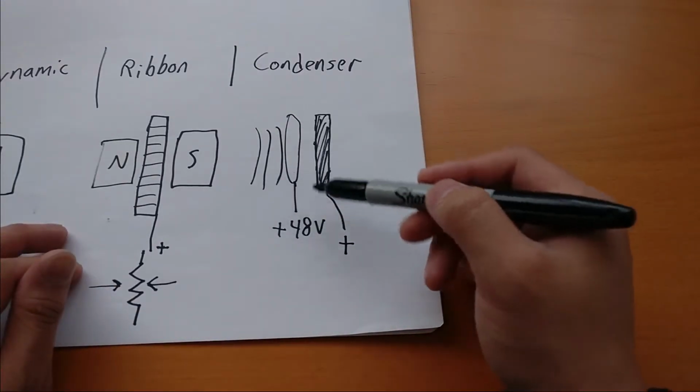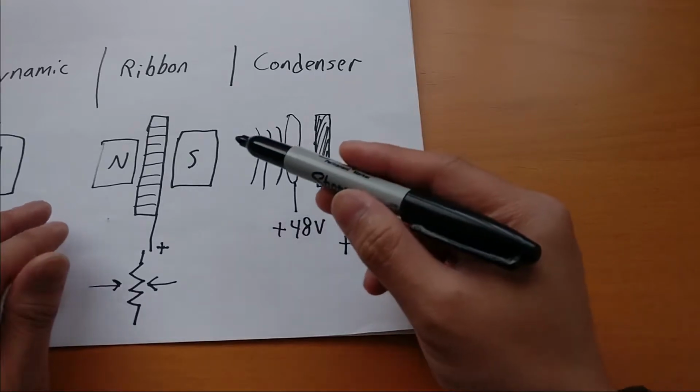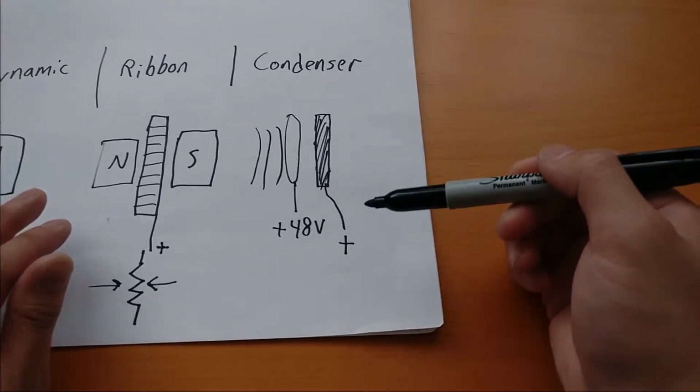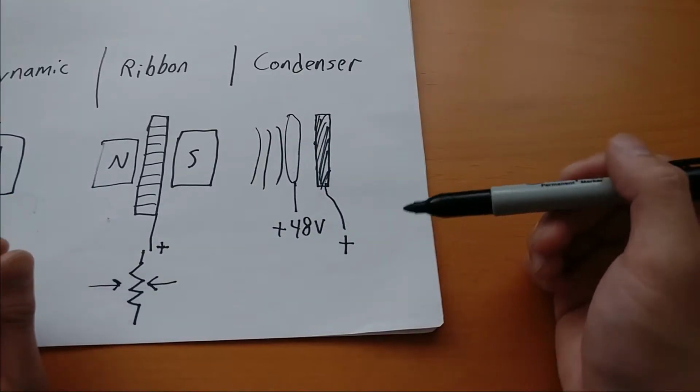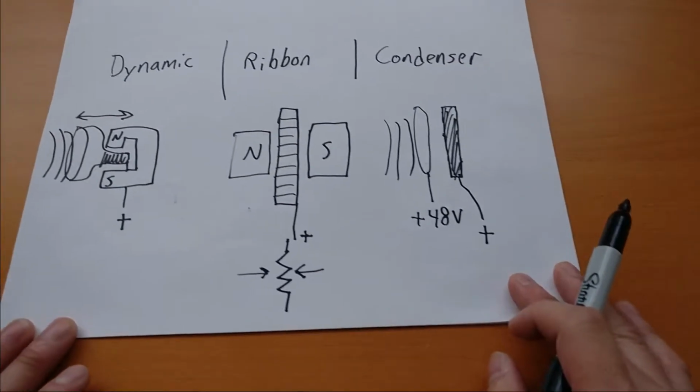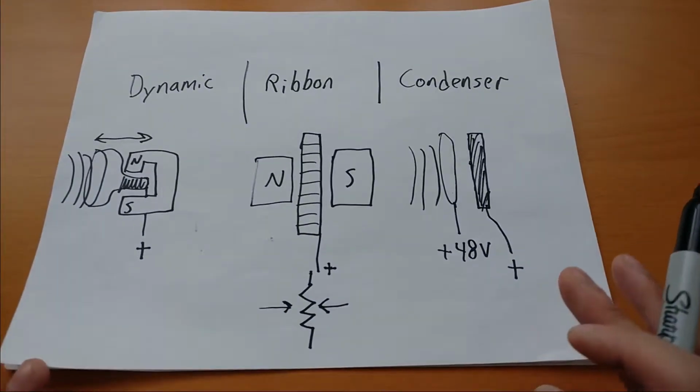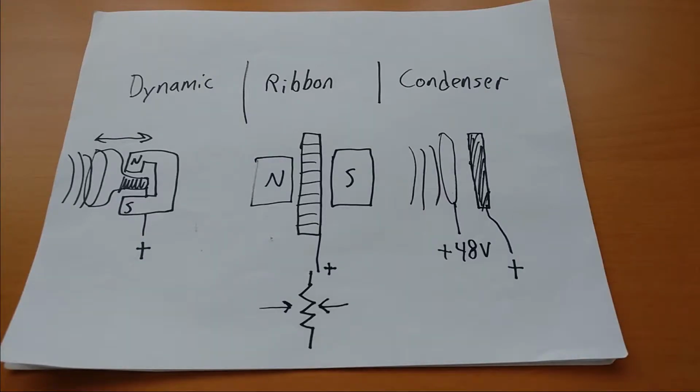So the difference in capacitance will change, or it will basically be the signal that you pick up from a condenser microphone. And so those are the three main types of driver diaphragm designs of microphones. There's variations of these as well.